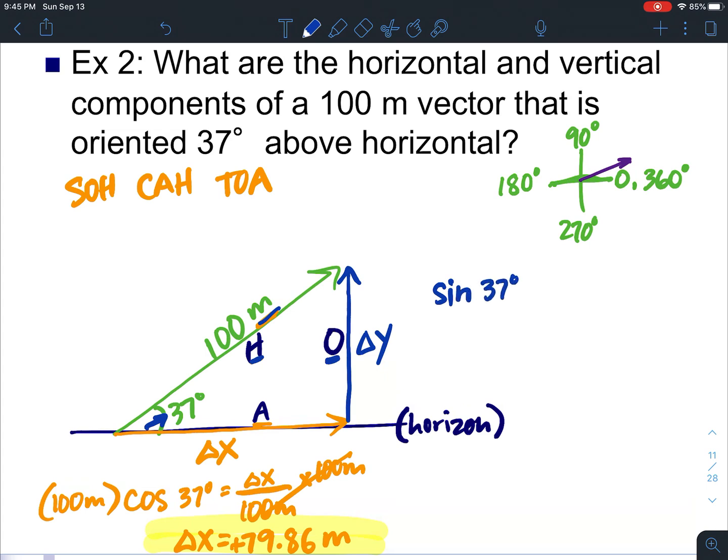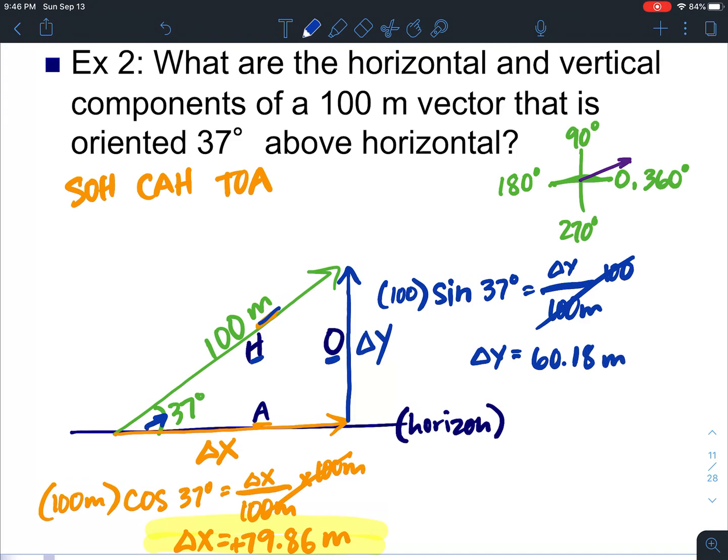So I have sine 37 degrees, that's the S. I do not know the O, that's delta y, and then the H is 100 meters. I'm going to do the same algebra that I just did and multiply 100 by both sides, and then that gives me a delta y of 60.18 meters, again because this is a component of the resultant, and then plus because I said it was up, and that gives me my answer for the vertical side.